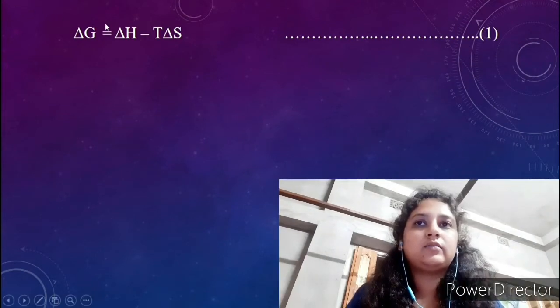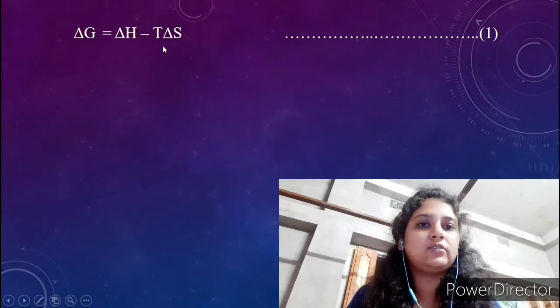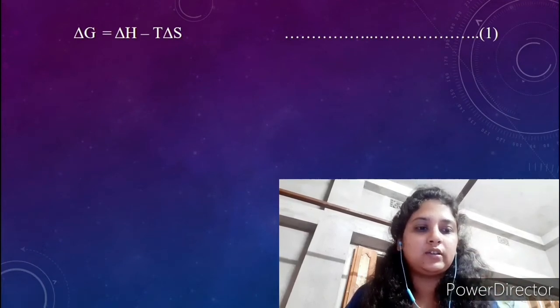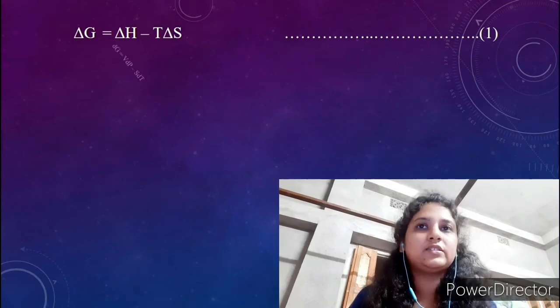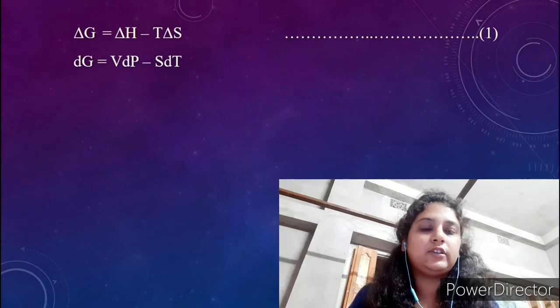Now what is the expression for del G? That is del G is equal to del H minus T del S. We all know that; this comes from thermodynamics. And another expression is dG is equal to V dP minus S dT. That's all we know.